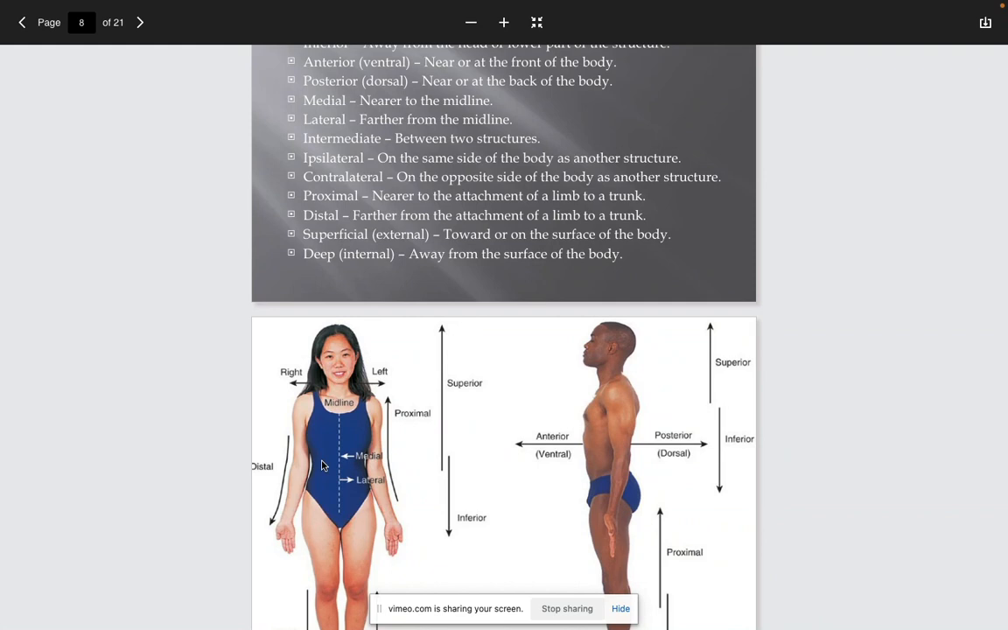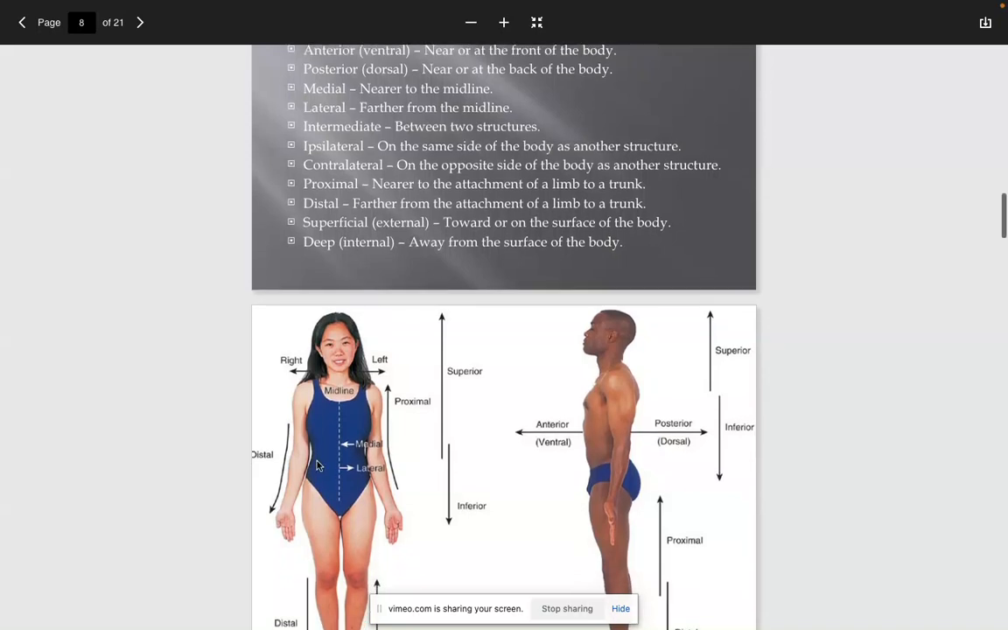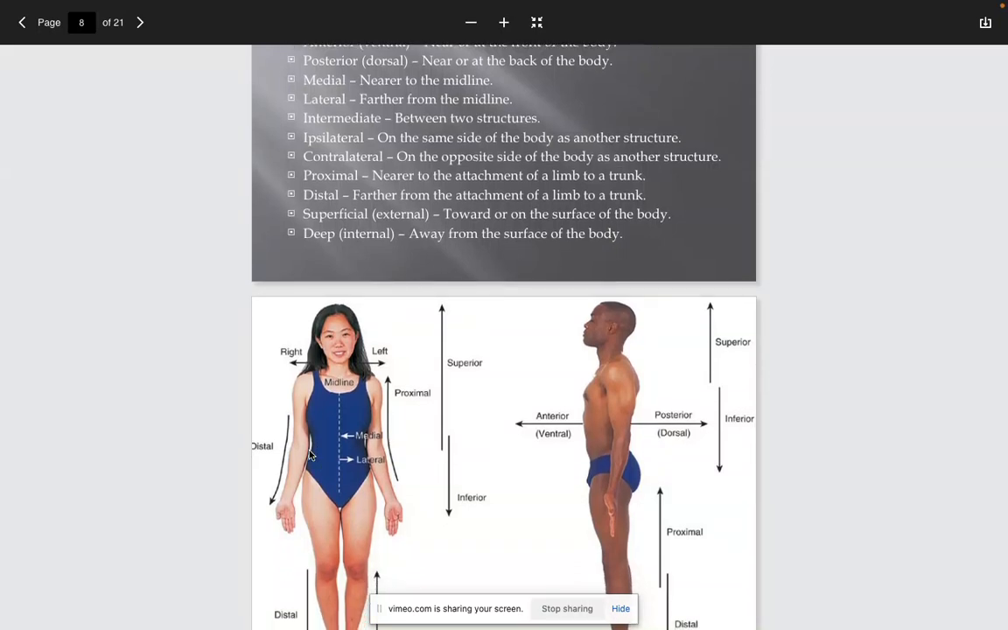Ipsilateral means on the same side, so the ipsilateral arm and leg. So the right ipsilateral arm and leg, right? So the right-sided arm and the leg. So ipsilateral is on the same side of the body. Contralateral. He had a right-sided lesion, and on the contralateral portion of the body, he had another lesion. So on the right side of the body, contralateral means opposite. So on the opposite side of the body as another structure. Contra means away.